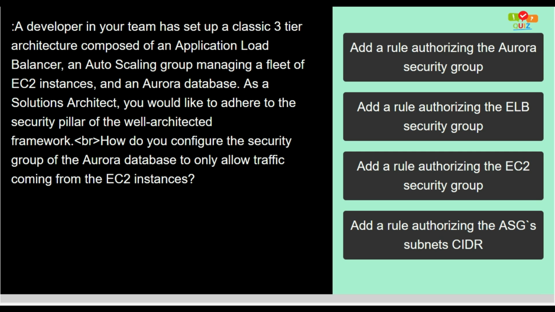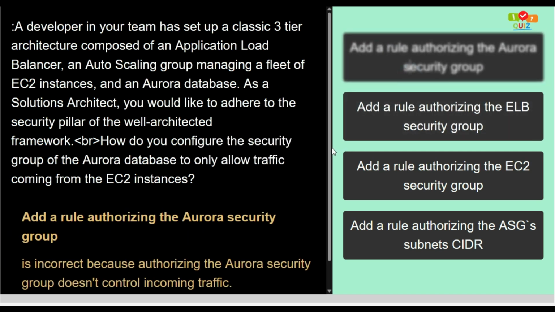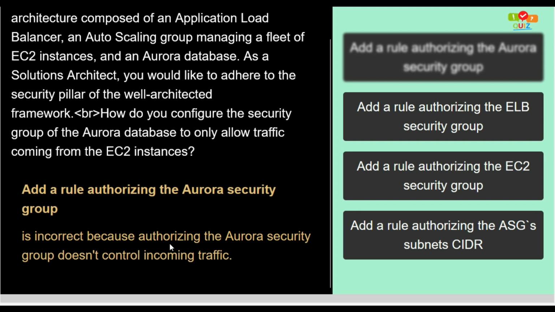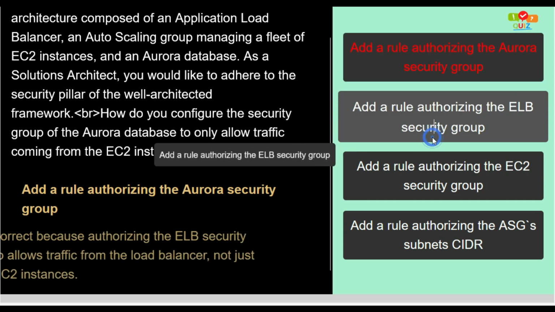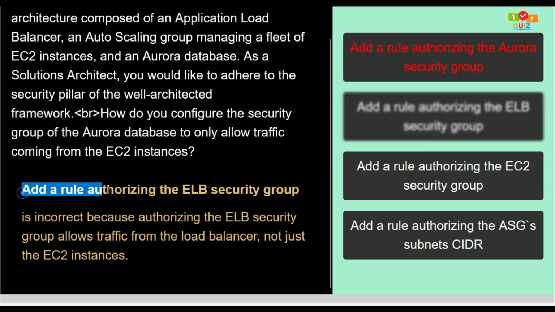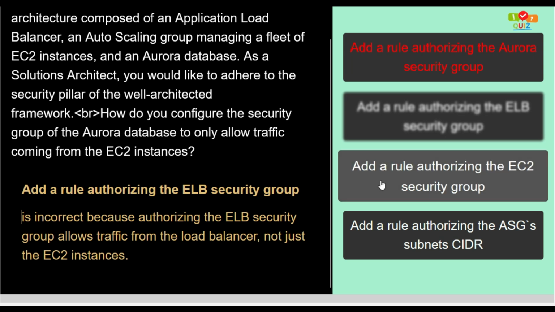Time up. Now let us analyze the answers. So option 1, which is add a rule authorizing the Aurora Security Group, is incorrect because authorizing the Aurora Security Group doesn't control incoming traffic. Okay, so this is the wrong answer. Option 2, add a rule authorizing the ELB Security Group, is incorrect because authorizing the ELB Security Group allows traffic from the load balancer, not just the EC2 instances. So this is also the wrong answer.